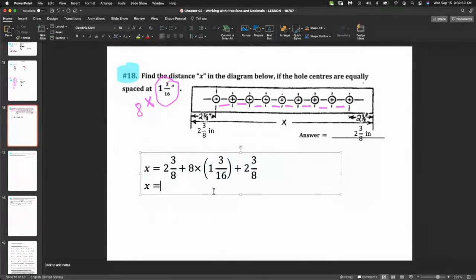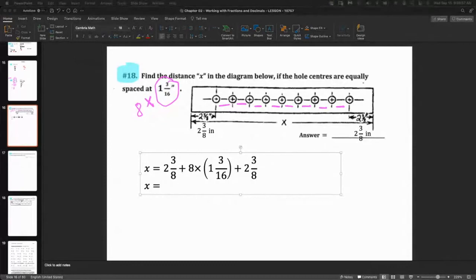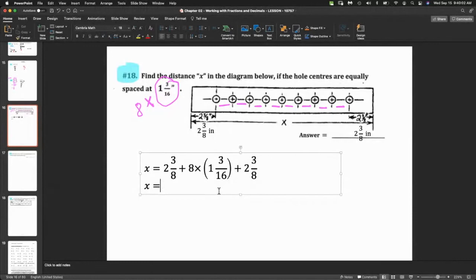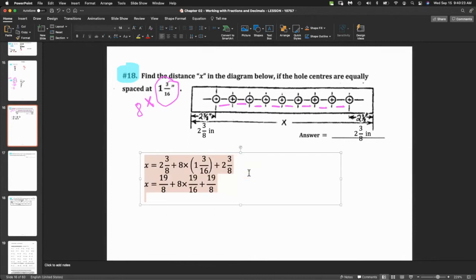Because this calculation involves mixed fractions, if you're going to do it by hand, you might as well make them improper. So let's see how that works here. 2 times 8 is 16, plus 3 is 19. And then here we have 19 over 16 for that bracket. And then here we have 19 over 8 as well. Can someone confirm in the chat that they agree with these numbers?